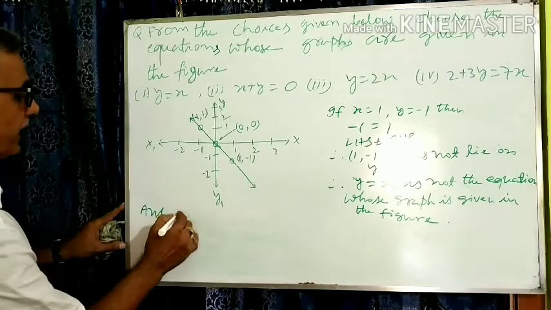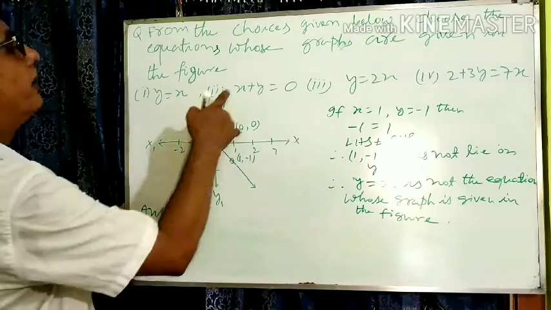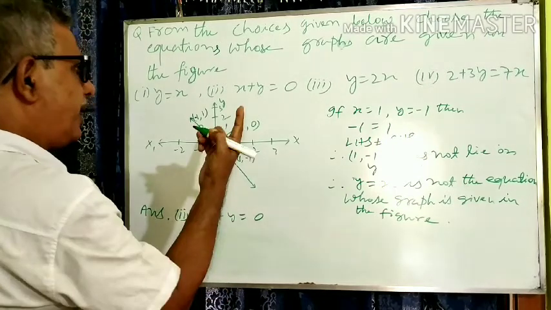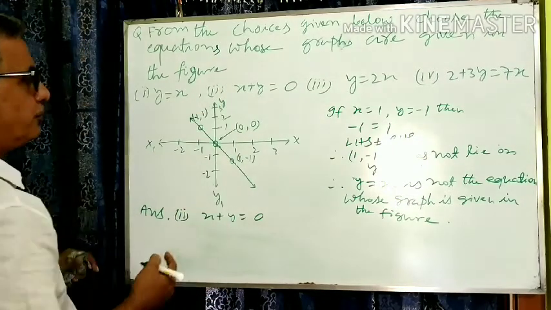Now second one, you see. Second one is what? x plus y is equal to 0. Same method. What you have to do?